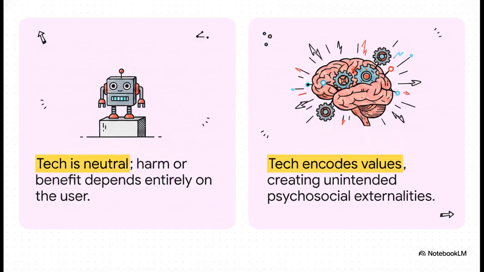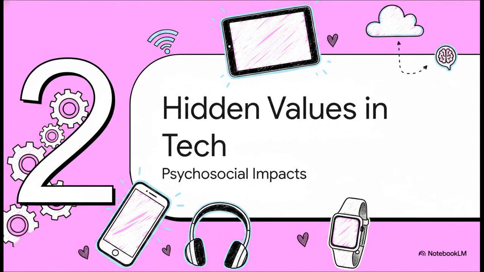Technologies actually encode practices and values directly into our societies. We all know about environmental externalities, right? Like smog from a factory. But the source material introduces a really critical concept here: psychosocial externalities. These are the silent secondary effects of technology that quietly rewrite our culture, our behavior, and really, our very identities. That brings us to section 2, hidden values in everyday tech, these psychosocial externalities.